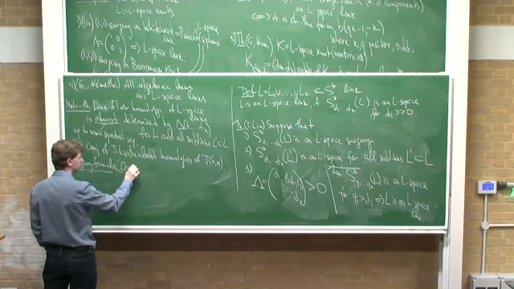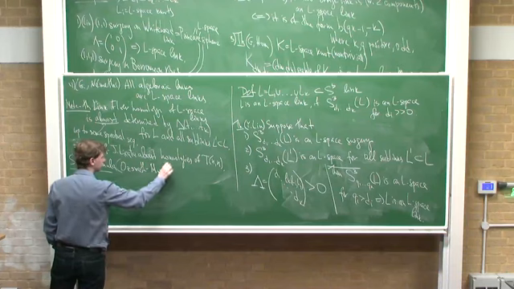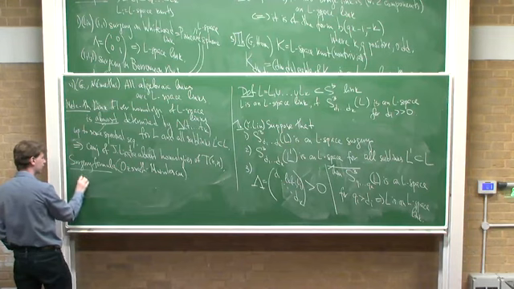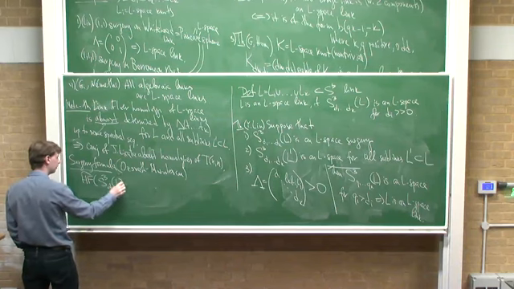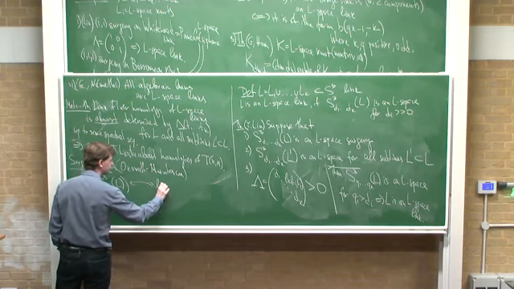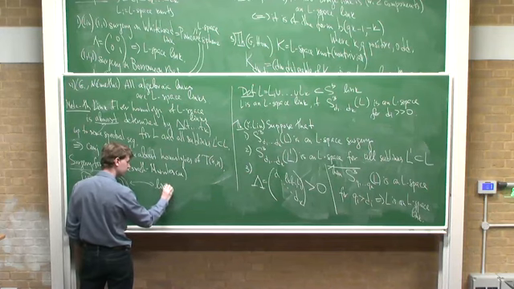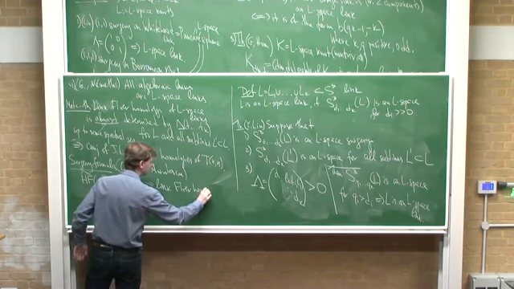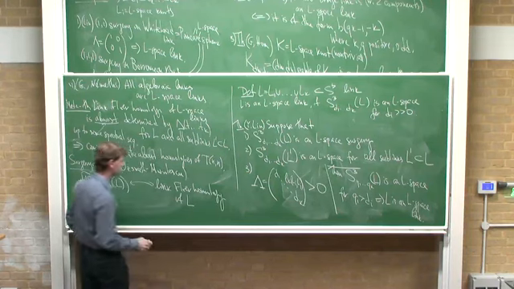Due to Manolescu and Ozsváth, which relates HF hat of the 3-manifold to link Floer homology with a bunch of information, with multivariable filtration and so on, where L is a link inside S3.